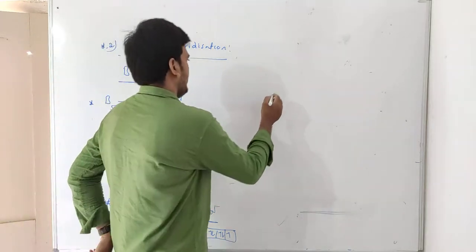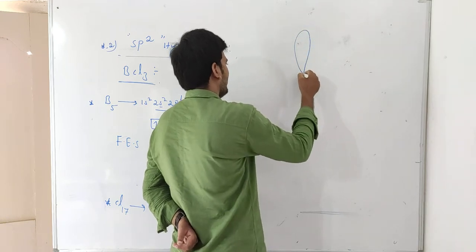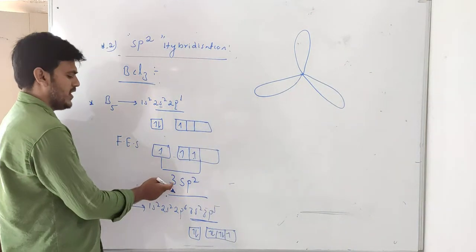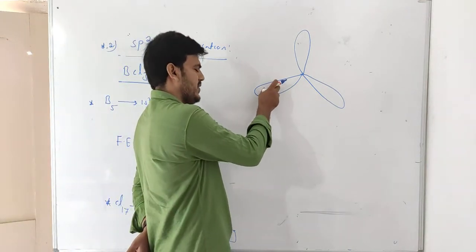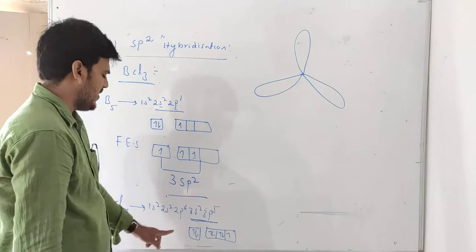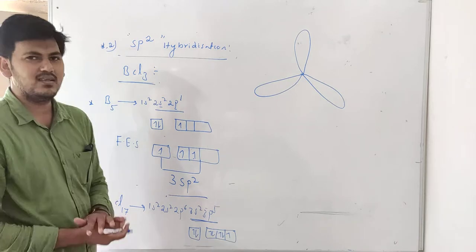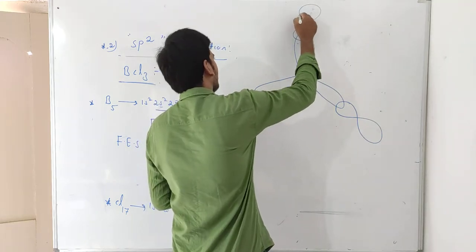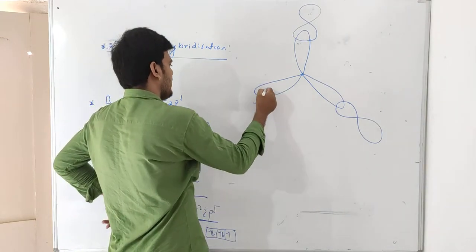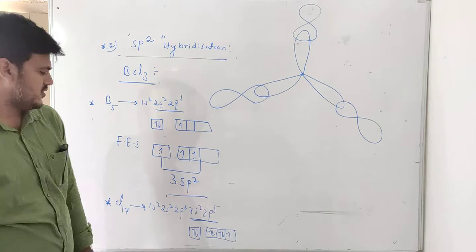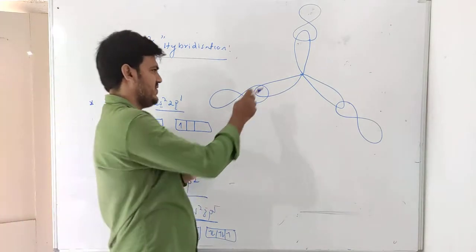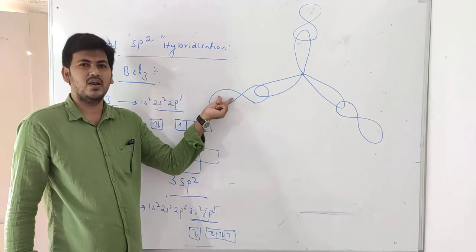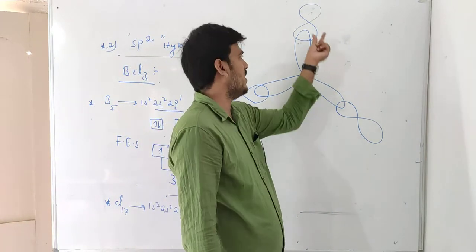First of all, the central atom boron has 3 sp2 hybrid orbitals: first, second, and third. Next, every chlorine has 1 unpaired electron, and total chlorine atoms are 3. So the first chlorine pz orbital, the second chlorine pz orbital, and the third chlorine pz orbital.